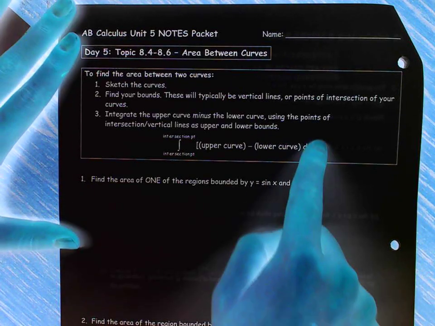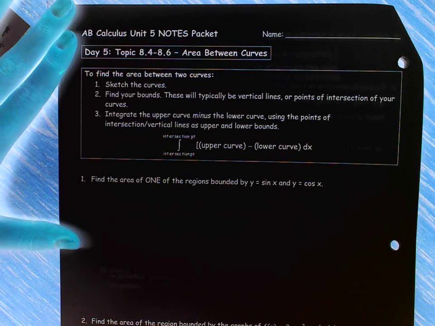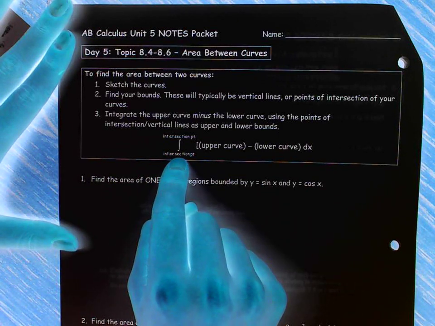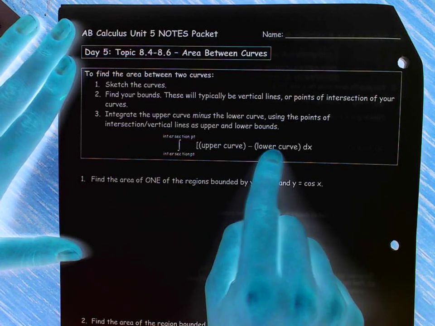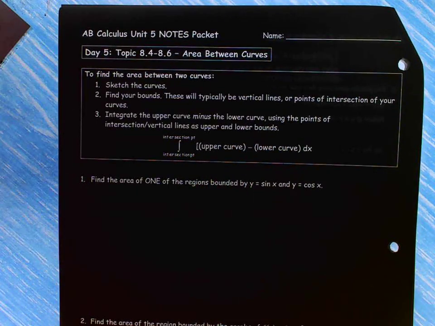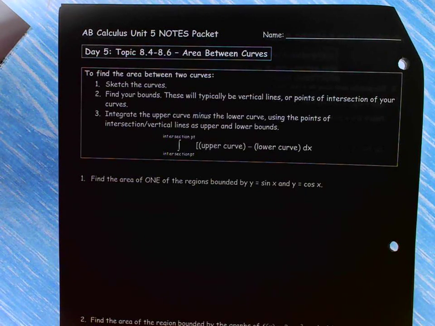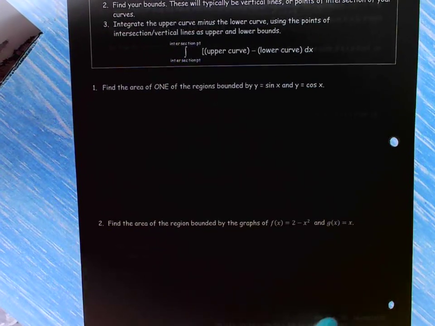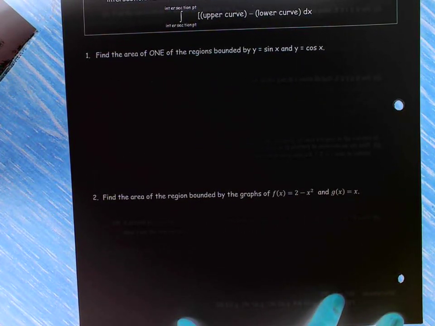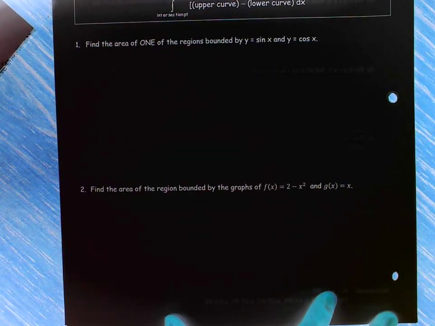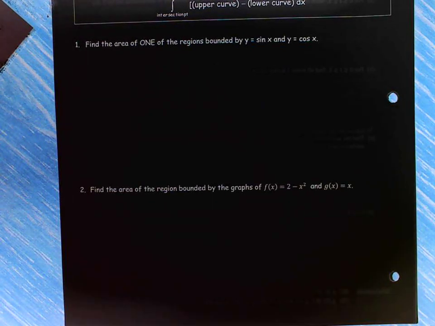So our goal is to create this statement that we're going to integrate from my intersection point, or bound 1 to bound 2, of the upper curve minus the lower curve, because when I subtract out the area under the lower curve, that will leave me with just the area between our two curves. So let's jump into number 1. Number 1 says, find the area of one of the regions bounded by y equals sine of x and y equals cosine of x. So let's get going on that.